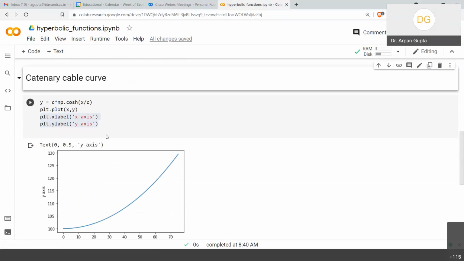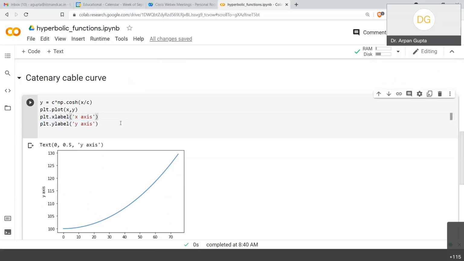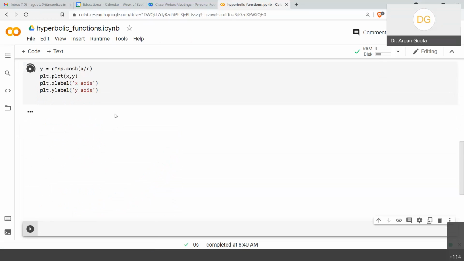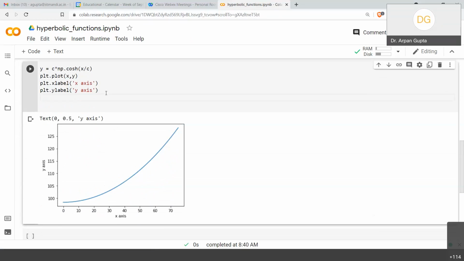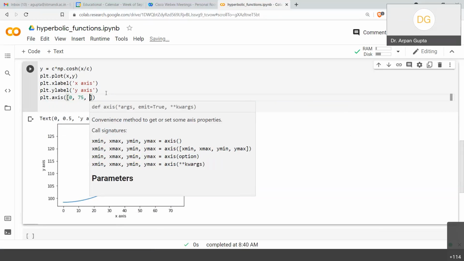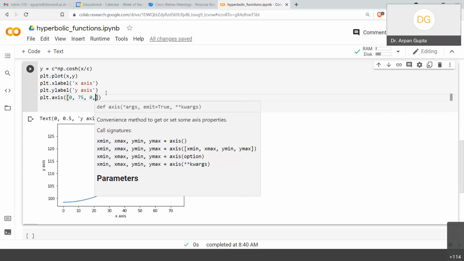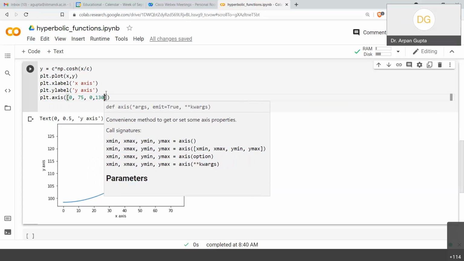If you want to plot the catenary curve, it is given by the cosh curve. So Y is equal to C times cosh of X by C, and we just plot this curve. This is how it will look. But here the problem is that this is plotting from 100 to 125. So I set the axis with plt.axis, 0 to 75 on the x-axis, and on the y-axis from 0 to, let us say, 130, and let's run that.